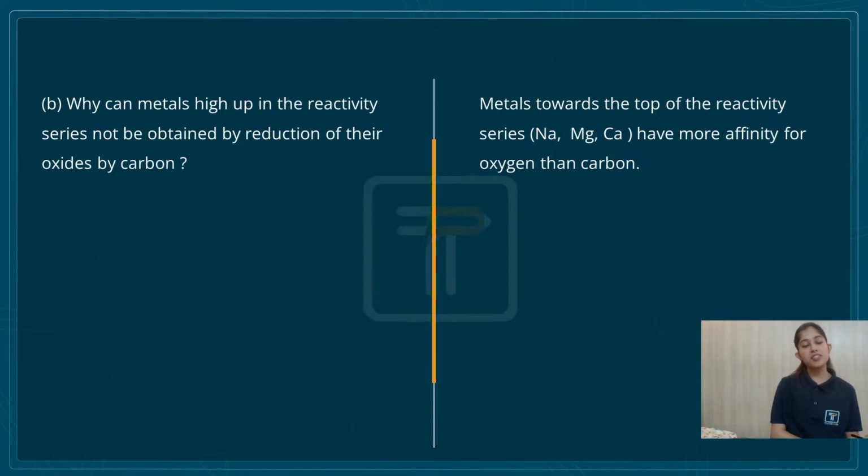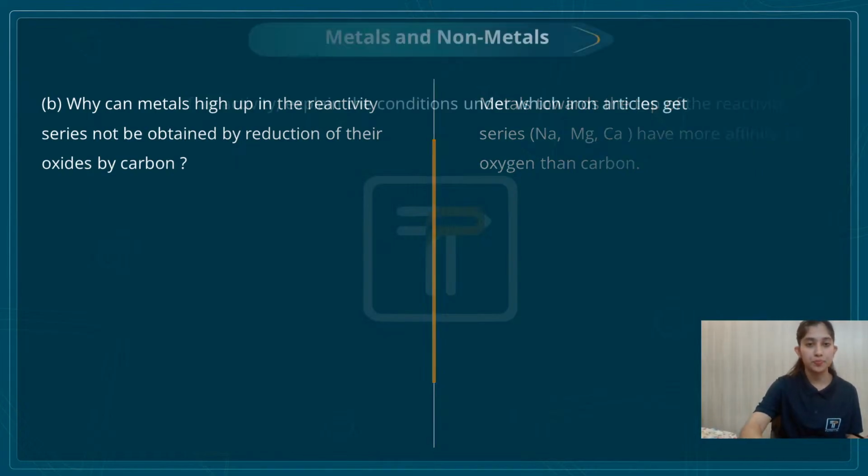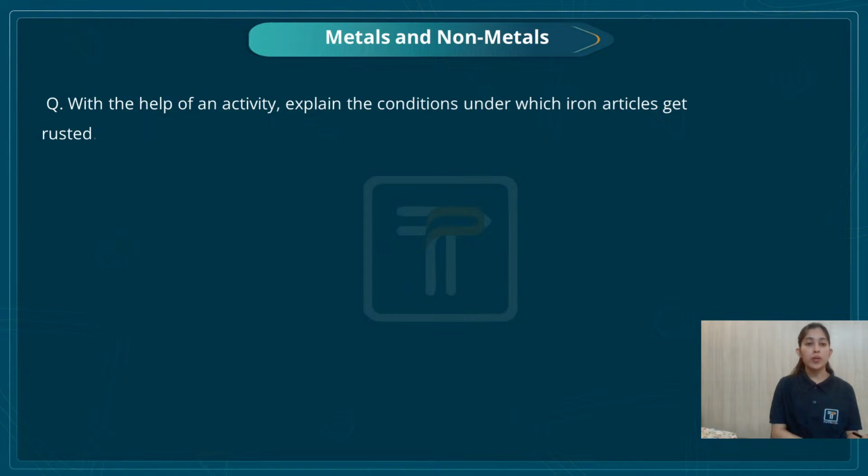Okay, so this was simple. The question was: why can metals high up in reactivity series not be obtained by reduction of their oxides by carbon? Simple one line answer. Because they have more affinity towards oxygen than carbon. So carbon cannot take oxygen away from them. Simple. Okay, let's look at the next question.